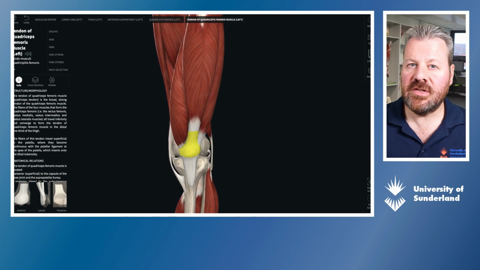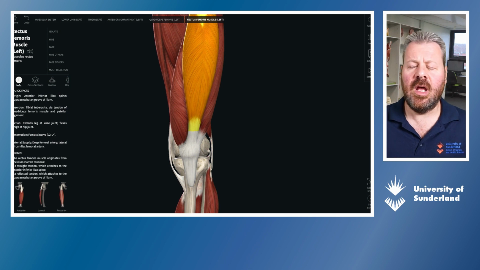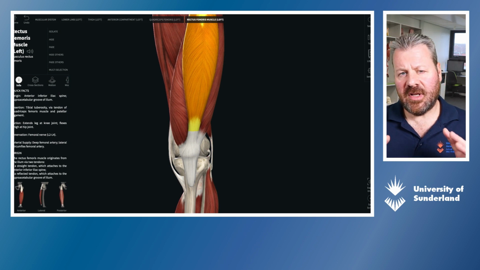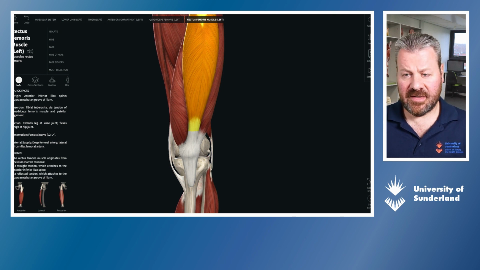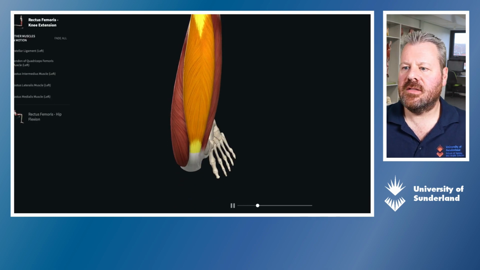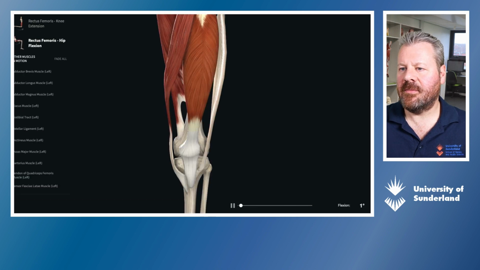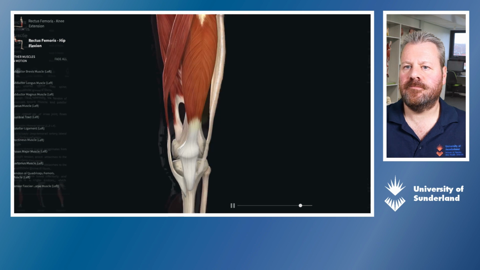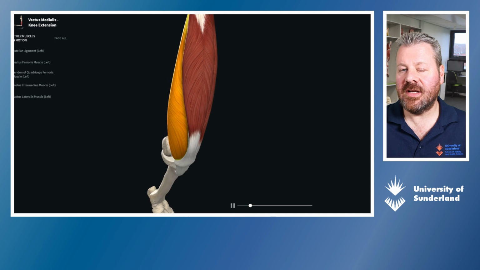Having zoomed out and repositioned our model, we can see at the front here we have the rectus femoris. Now this muscle was covered last week because it crosses over both the hip and the knee joint, so this is a biarticular muscle. If we examine its action, you can see that it is a knee extensor and it is a hip flexor. Part of the quadriceps group is the vastus medialis, and if we look at the action of this muscle, it is purely a knee extensor.